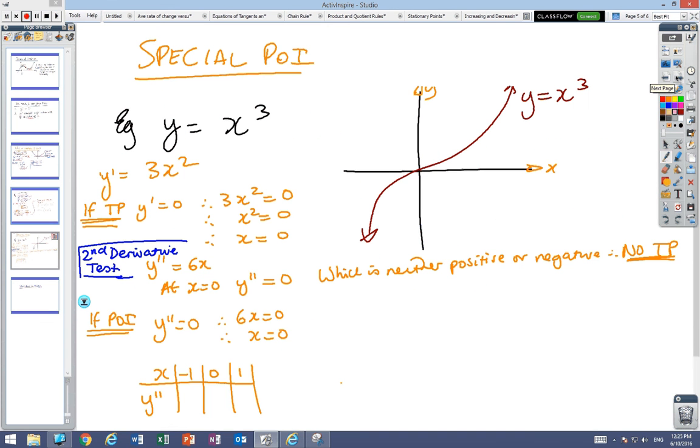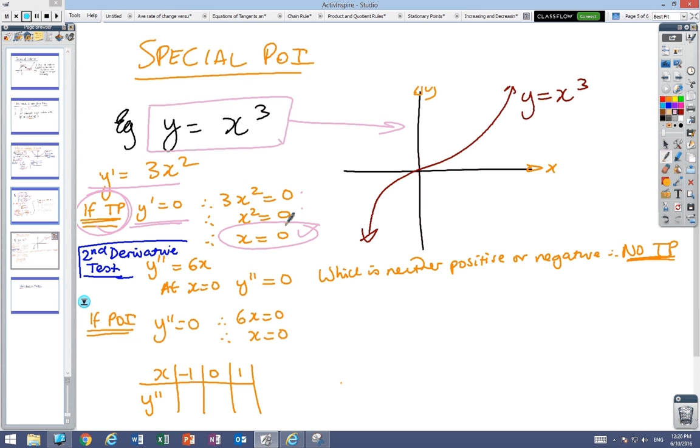Okay, so there's a special point of inflection where we don't have necessarily a roller coaster. So let's have a look at y equals x cubed. Okay, now I sketched it on Desmos and you get that sort of shape. So let's have a look at why there isn't a turning point. So we do the y dash calculation and get 3x squared. So if there was a turning point, y dash equals 0, so you solve the equation, so you get an answer of x equals 0.